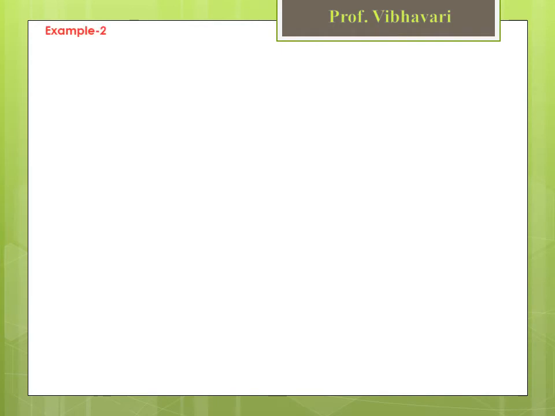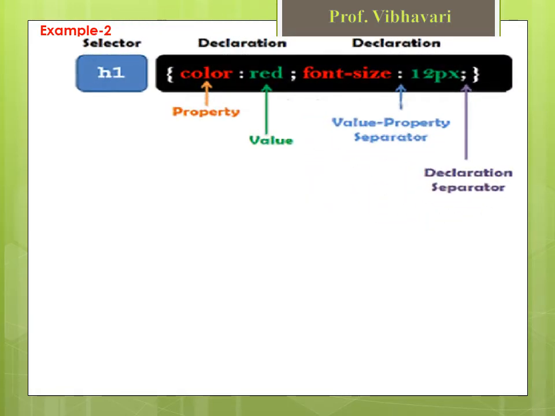Now the next example 2. In the previous example I have only taken one combination of the property and the value. In the next example here I am going to show you, I have taken a selector, but I have assigned two declarations in the form of property and its values.